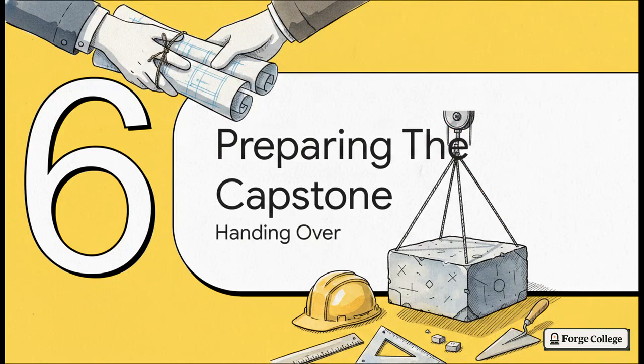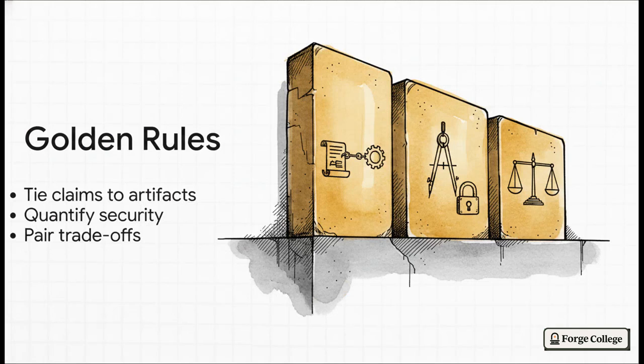Section 6, Preparing the Capstone. Handing the blueprints over. Okay, our blueprint has officially passed inspection. Now, as you prepare to translate this beautiful architectural document into the actual narrative paragraphs for your final report, I need you to burn these 3 golden rules into your mind. Number 1, tie every single claim to a named evidence artifact. Number 2, always express your security properties quantitatively. And number 3, present your trade-offs as paired observations. Remember, every single benefit has a measurable cost. If you follow these rules, your report is going to be unshakable.